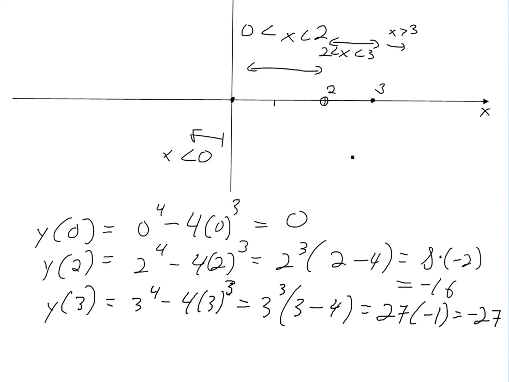So these two points right here, if we draw this one out all the way down to here, let's say this is negative 27, so this is (3, negative 27). And this possible inflection point is at, let's say, negative 16. This is (2, negative 16). And this is (0, 0) here, we have a point there.